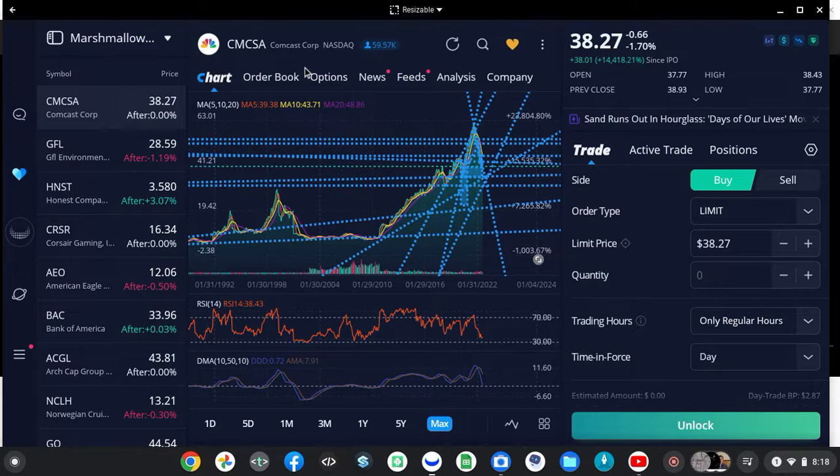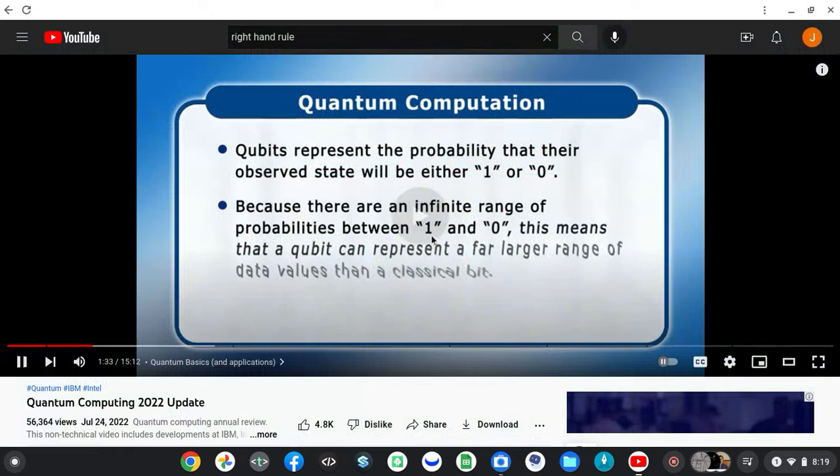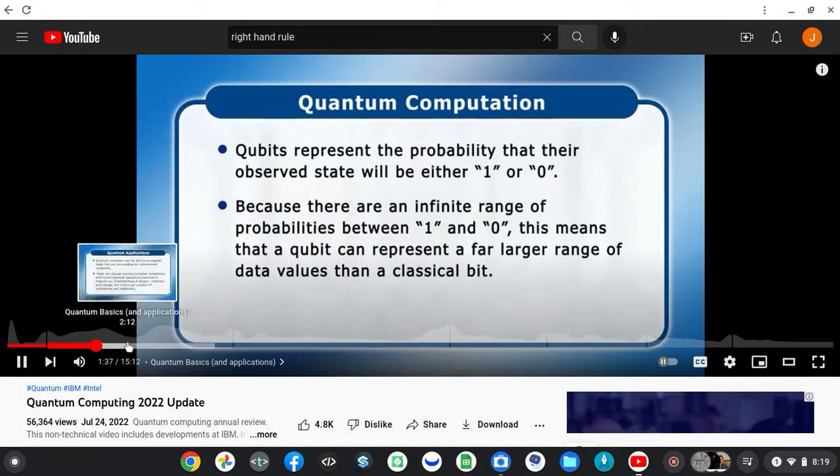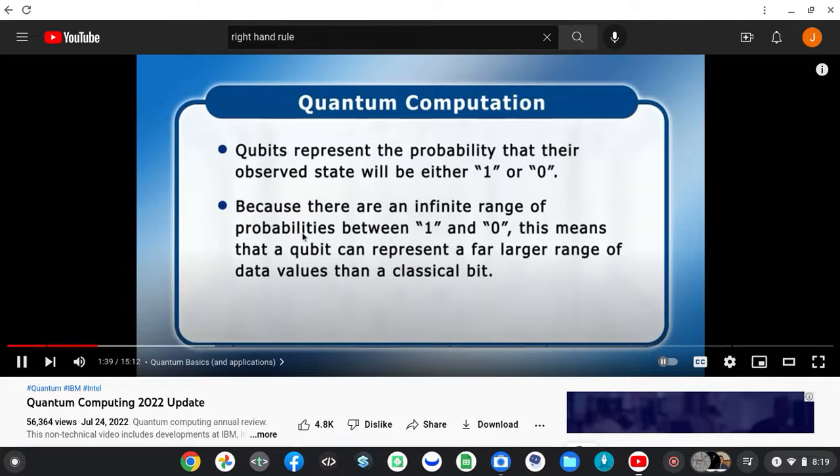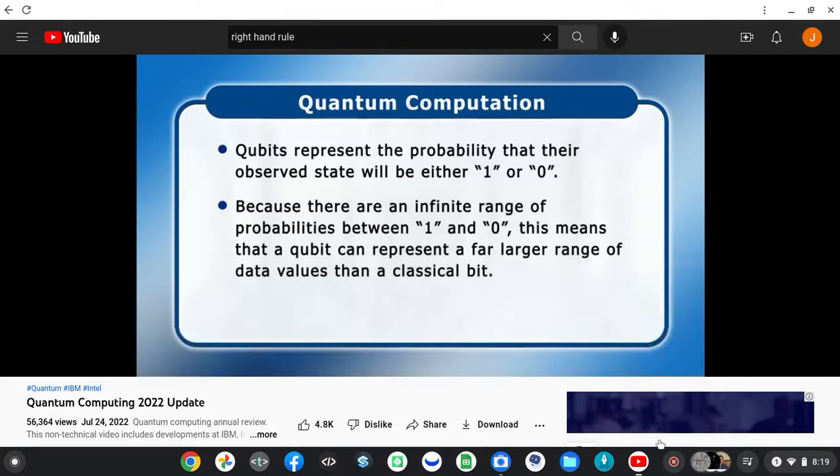X is the observation. If I just have what it is, I don't really have the measurement and the particle of what it is. And we're just doing the probabilities in the ones and zeros, the combinations of X, Y, and Z, red and blue, right? They would make some of this basic math inside here an infinite range of probabilities between 1 and 0. This means that a qubit can represent a far larger range of data values than a classical bit.